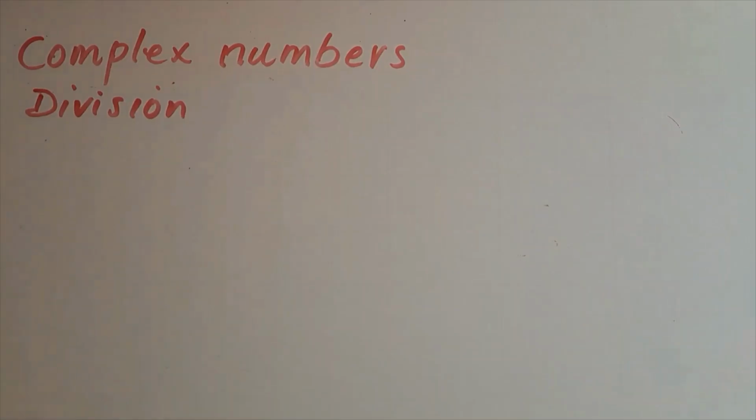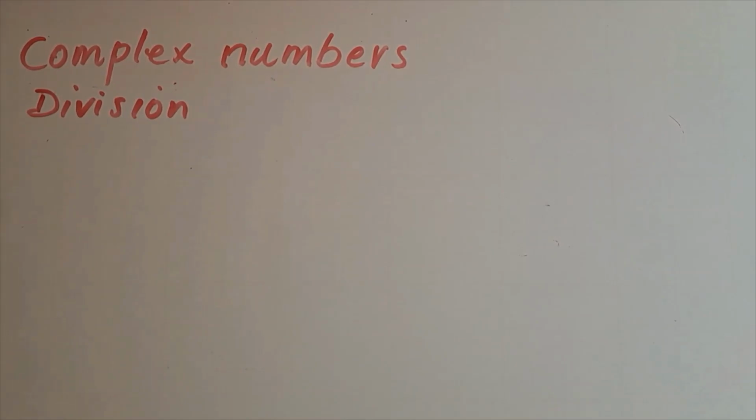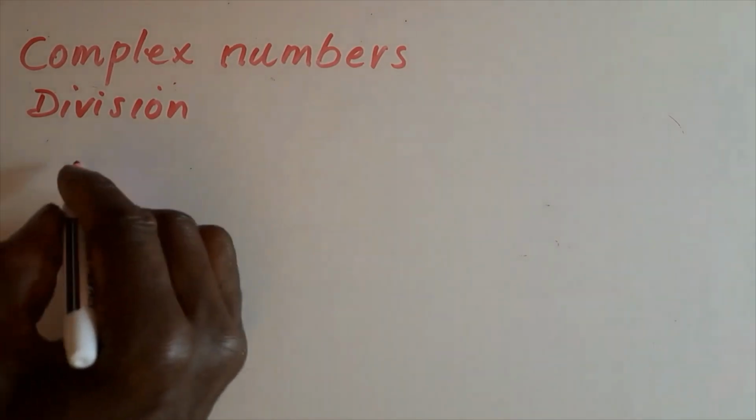Hi, what about division of complex numbers? Well, direct division is not possible since the denominator consists of two independent terms, the real term and the imaginary term. So what we do is we make the denominator real, and let's just call it realizing the denominator. So here's an example.